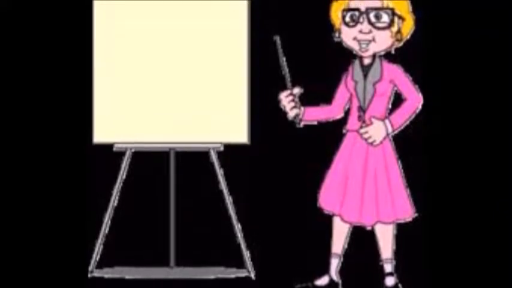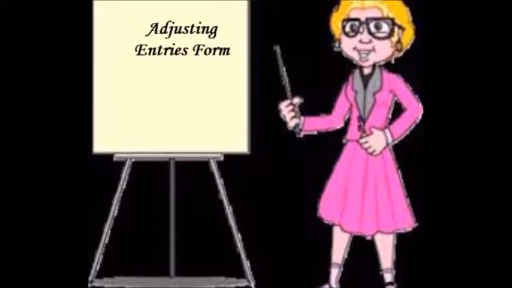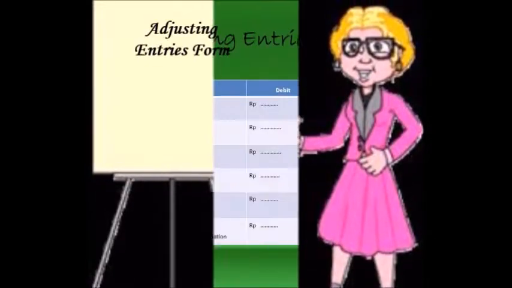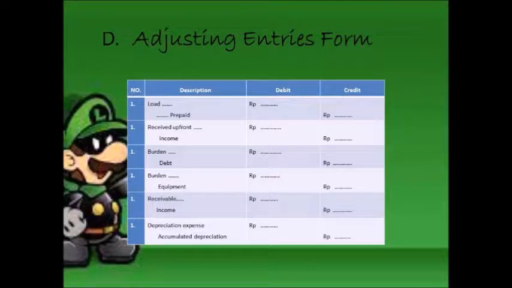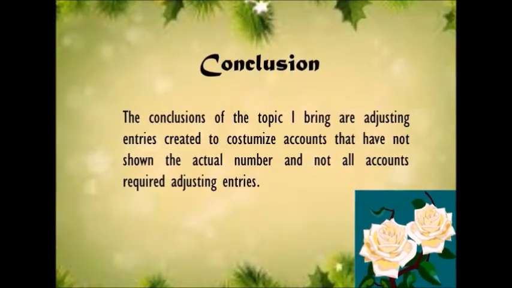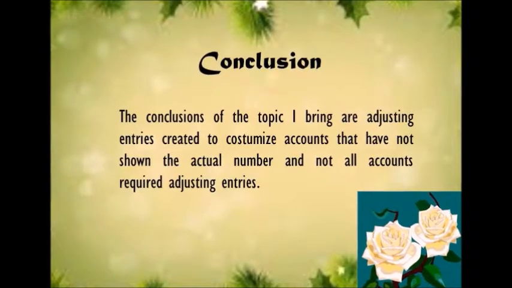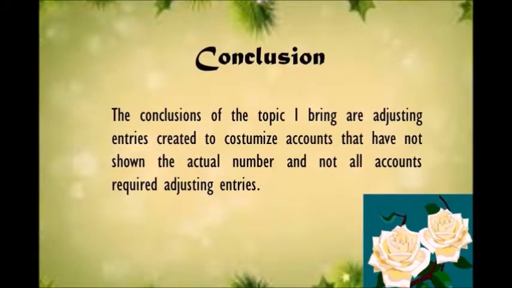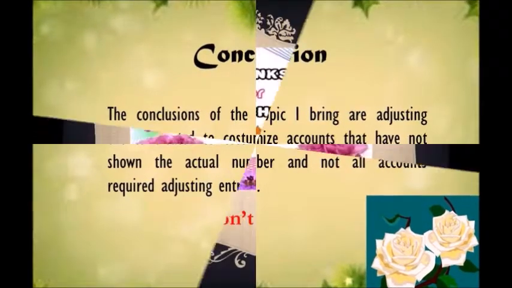Okay, we go to the last point, adjusting entries form. Guys, this is the form of adjusting entries and their position in the journal. Can you see the debit and credit position from each account? The conclusion of the topic I bring is that adjusting entries are made for accounts that have not shown the actual number, and not all accounts require adjusting entries.